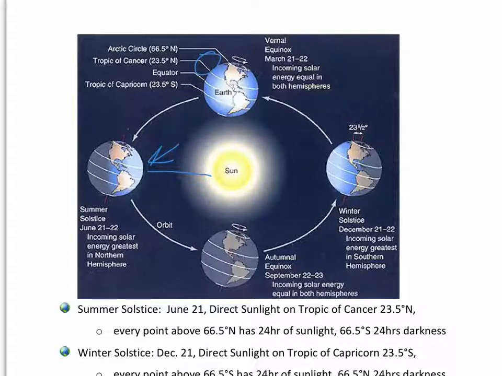Now, I know some of y'all are like, Tropic of Cancer, where'd they get that name from? Well, because it's kind of in a tropical region. And on June 21st, if you're into your zodiacs and astrology and all that great stuff, that is when Cancer changes. So your sign, if you're born on June 21st or later, you'd be a Cancer.